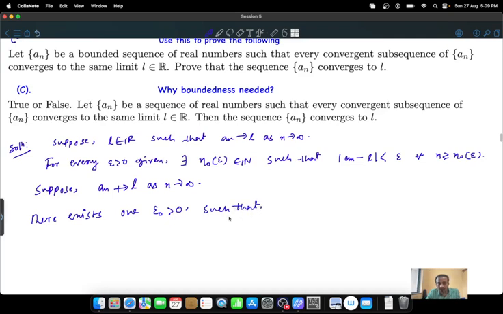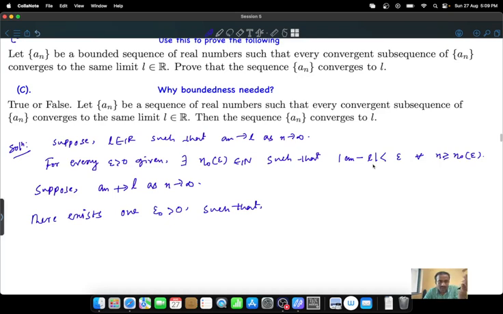Now let's come to the second part. It says that you find at least one natural number such that this thing holds. So this has to be false. That means you will not be able to find any natural number such that this condition holds.